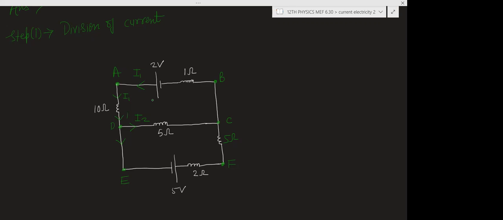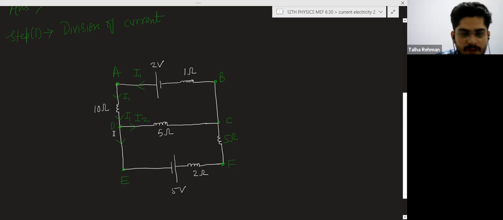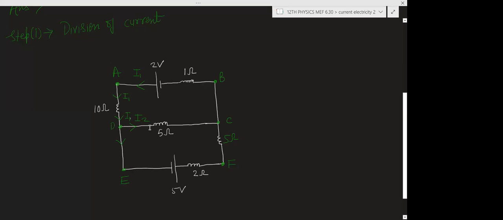No, not I1. See here, this is the junction point. Here, I1 current is going towards the junction. So this I1 current will be divided in this direction and in this direction. I am supposing I2 current from this I1 current is going in this direction. So the remaining current in this direction will be I1 minus I2.